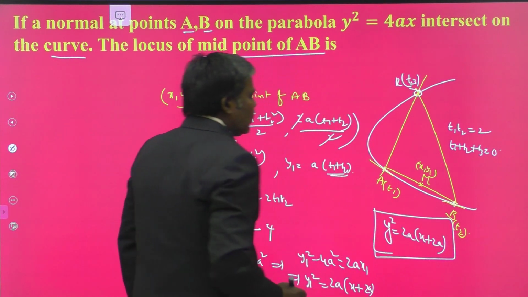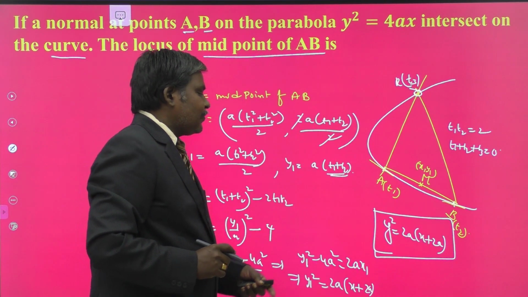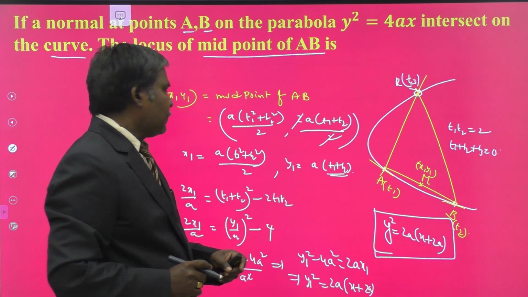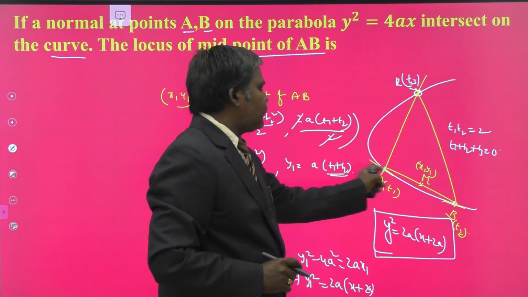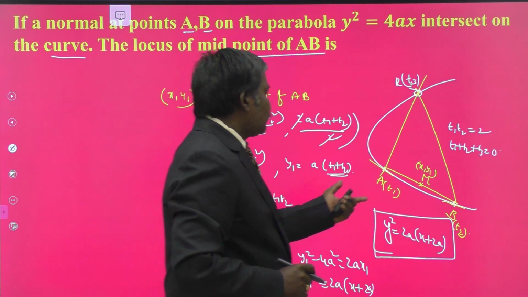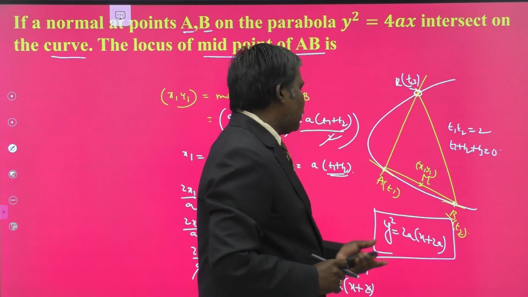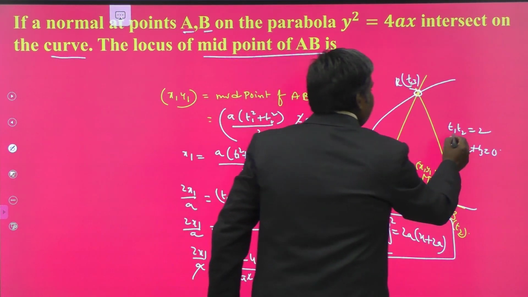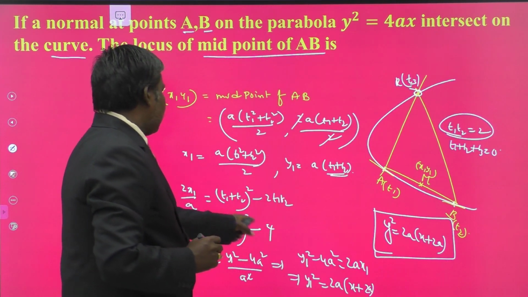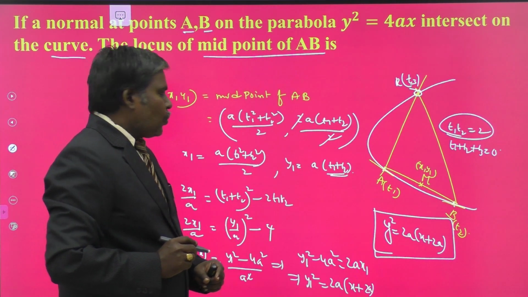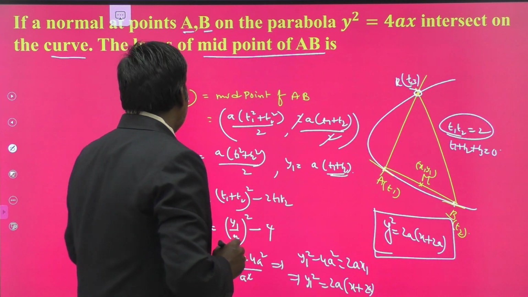This is also another parabola with vertex at minus 2a comma 0 and length of lateral rectum is 2a. So in this manner we can crack the locus of midpoint of chord AB, where the normals at A and B intersect again on the parabola. So we use the condition T1 T2 is equal to 2 here itself. From that you can write the locus as y square is equal to 2a into x plus 2a. Okay.